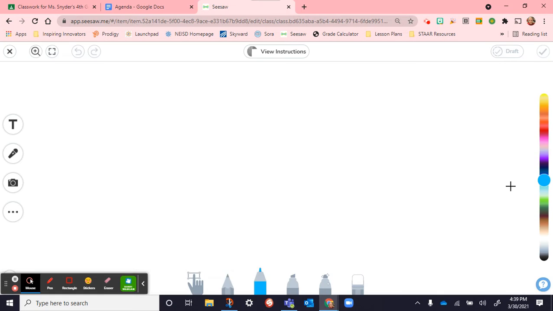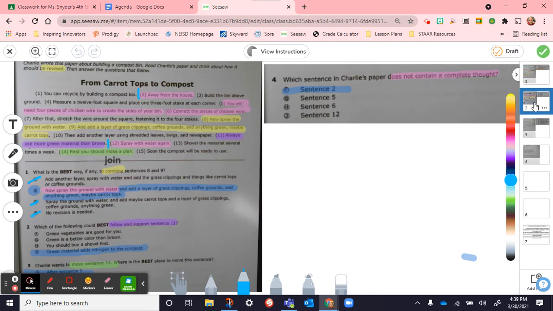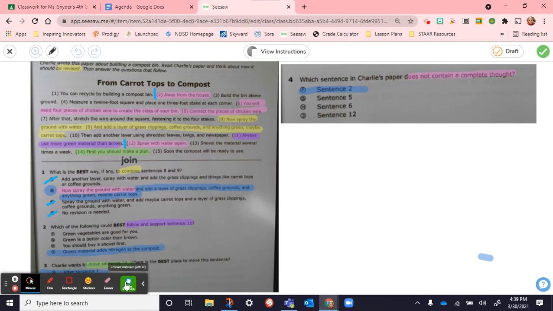So for writing, we did the carrot one. We talked about the questions, talked about the strategy of how to solve them. We broke off into groups, and then we came back, and this is what we came up with. So here, what is the best way, if any, to combine sentences 8 and 9? When you highlight sentence 8, it says, now spray the ground with water. The only place that I could find that was, I think that's B.